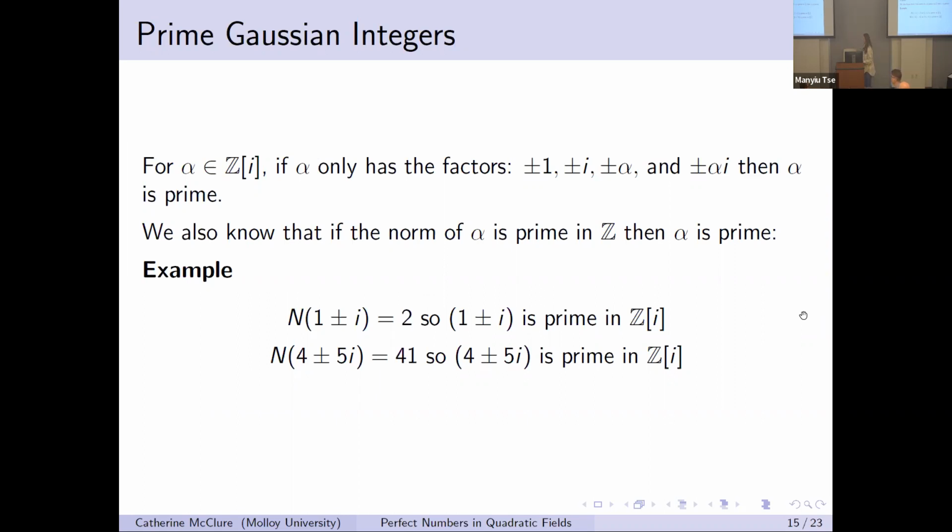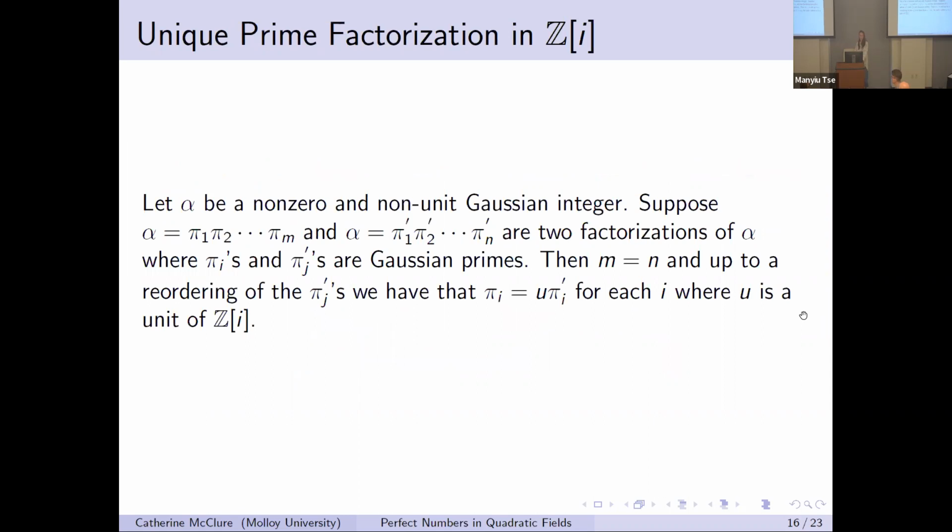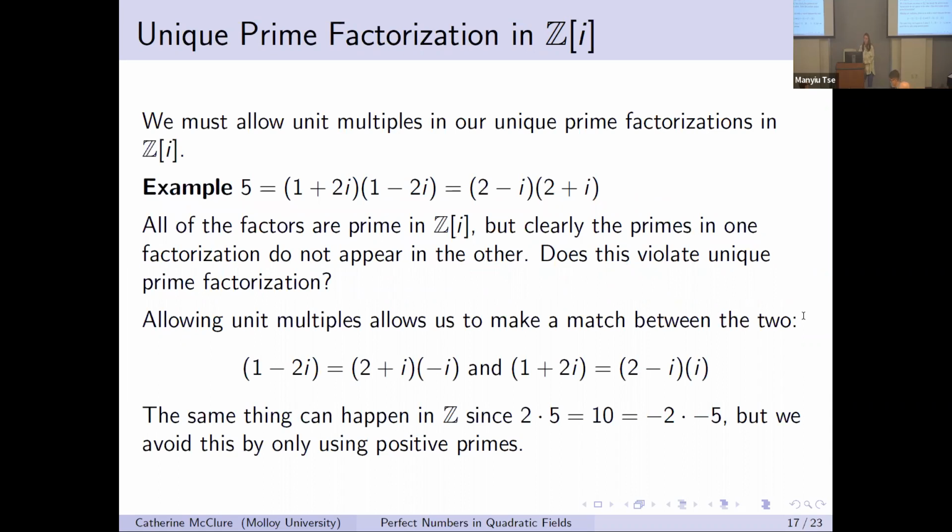So here are two examples here. And this is just the definition of unique prime factorization in the Gaussian integers. So if we take alpha to be a non-zero and non-unit Gaussian integer, and we have two different factorizations of it, in our ordinary integers we could probably match it up one-to-one, but here they are the same up to reordering, and for every pi_i, it's equal to u times pi_i prime, where u is a unit. So u could be 1, negative i, and that'll make them look very different, but you will see you can just pull it out and it's the same exact thing. And we need to allow this in our unique prime factorizations.